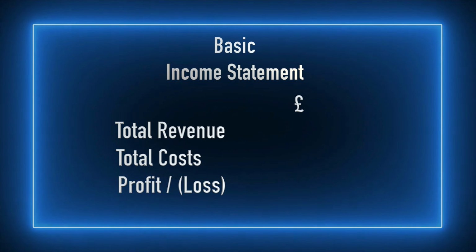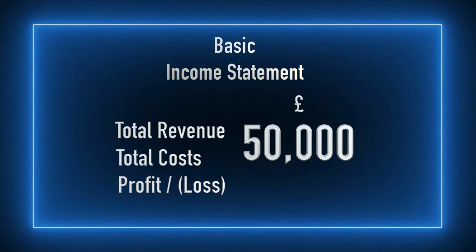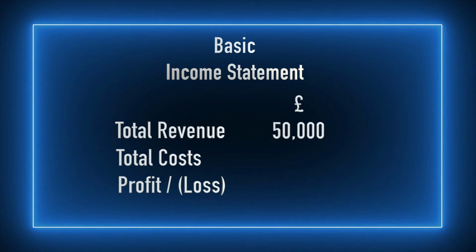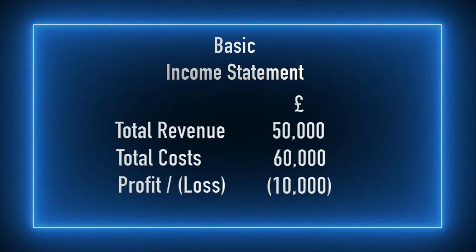In this scenario, again the business has various sources of revenue, and this time they total £50,000. And it also has several costs which total £60,000. So all we need to do now is use the formula total revenue minus total costs to calculate whether this business has made a profit or a loss, which in this example is £50,000 of sales revenue minus £60,000 worth of costs, leaving the business with a £10,000 loss because the answer is a negative number.